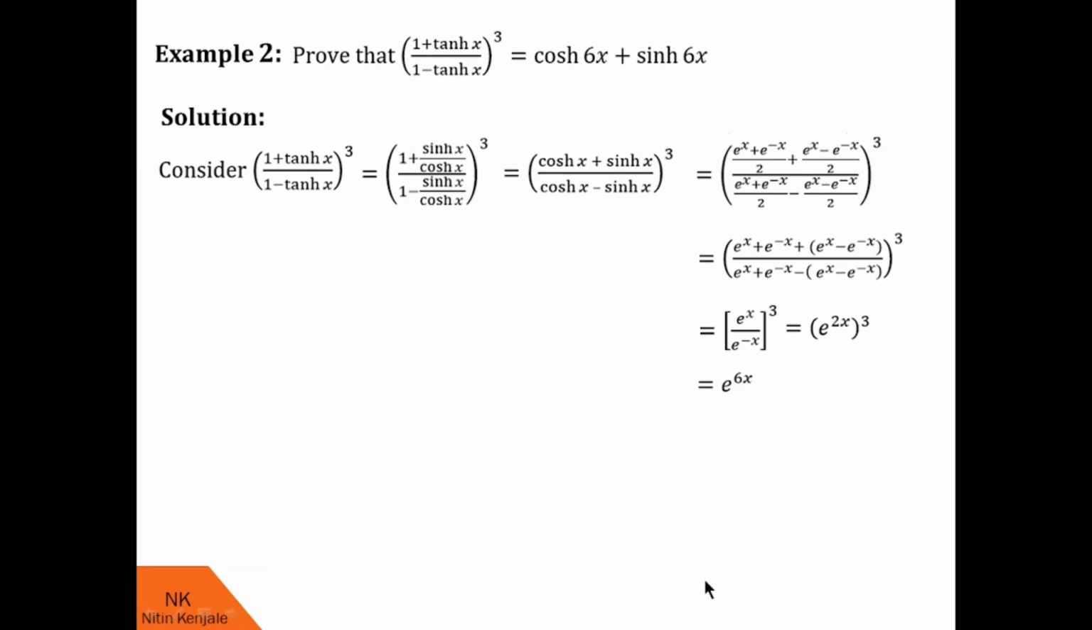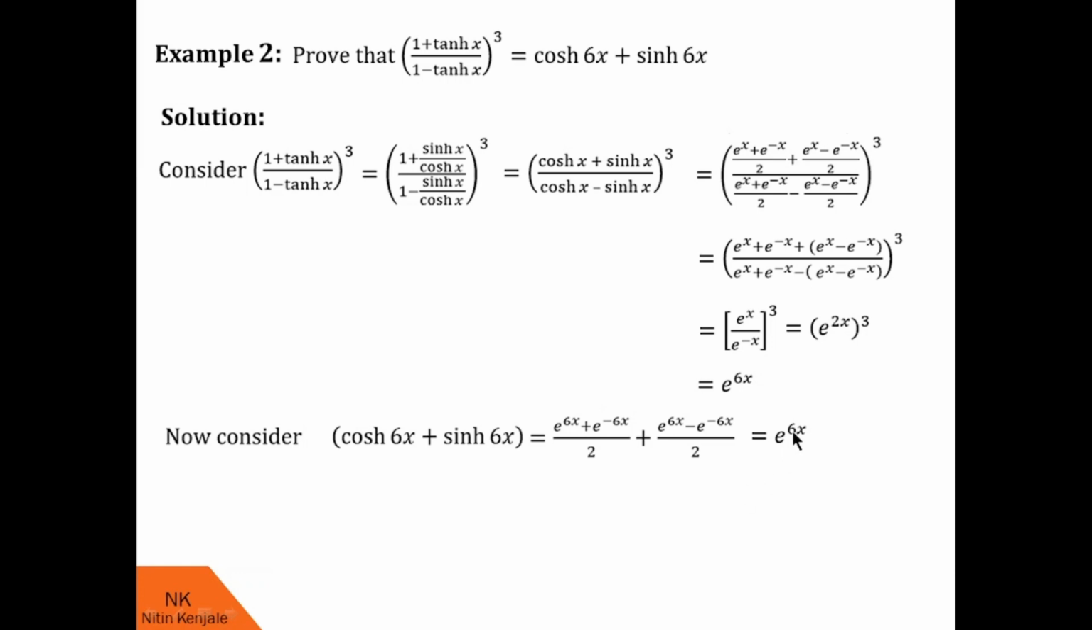Now we proceed to RHS. RHS is cosh 6x plus sinh 6x. Replacing it with its exponential forms, and then simplification will give us e raised to 6x.